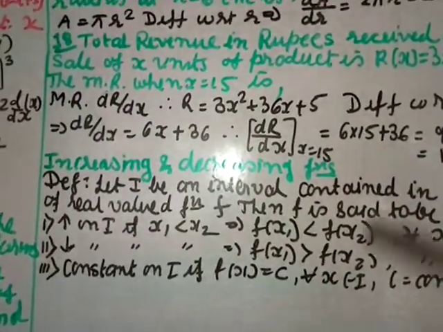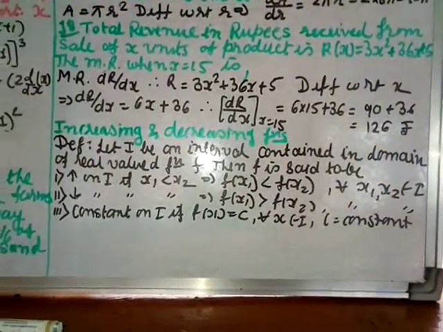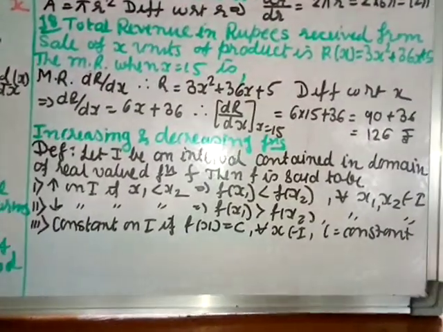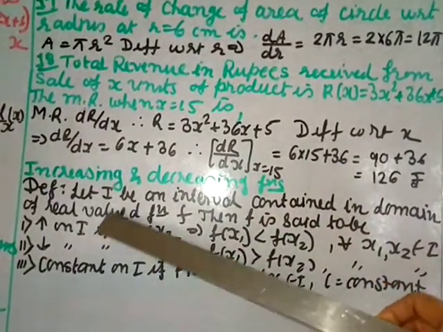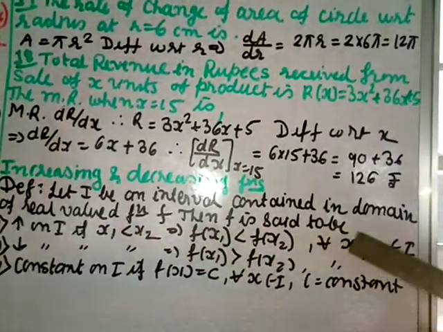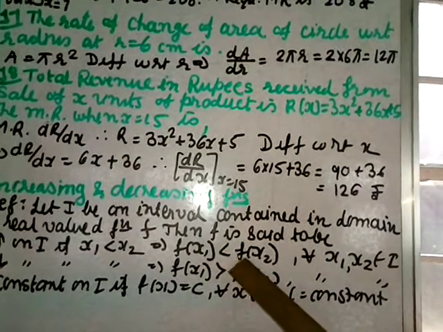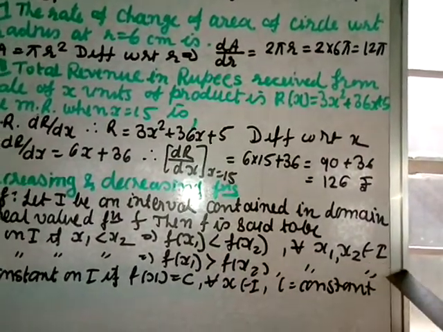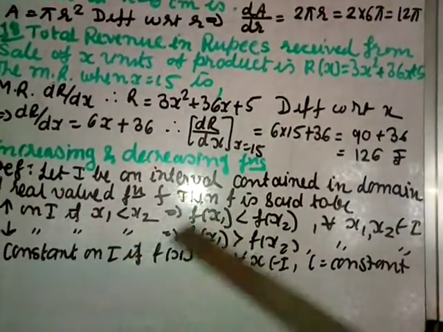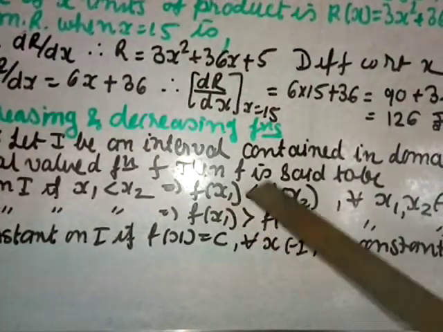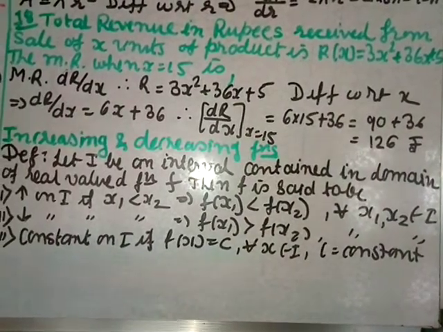This is the end of this exercise. We'll do some theory part also. One is increasing and decreasing functions. First is the definition. Let I be an interval contained in the domain of a real valued function f. Then f is said to be increasing on I if x1 less than x2 implies f of x1 less than f of x2 for all x1, x2 belonging to I. That means if x1 is less than x2 and you put these values in the given function, the inequality does not change. If less than remains less than, then we say the function is increasing.